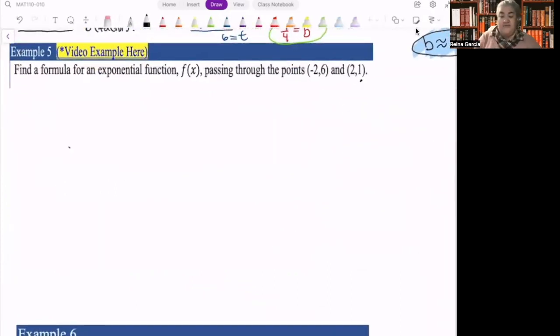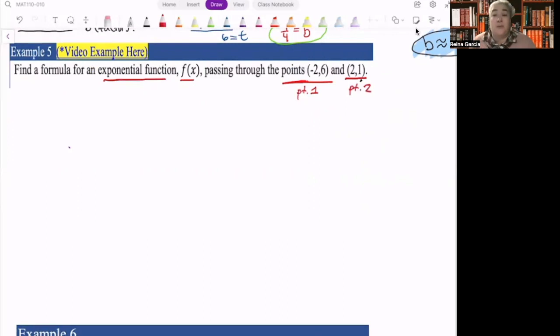In example number 5, you are given the following information. You are told to go ahead and find the exponential function f of x, and the only information you're given is that it goes through these 2 points. Here's point 1, and here's point 2.